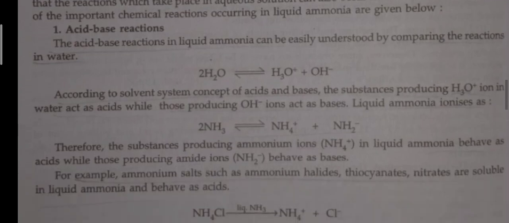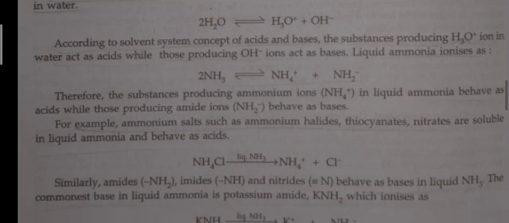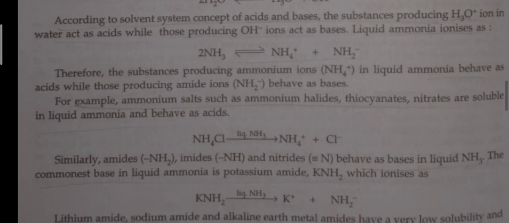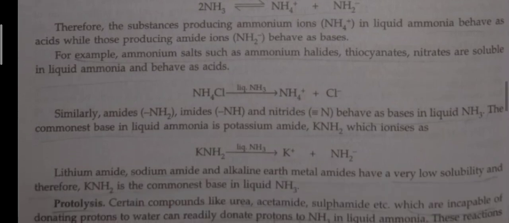First is the acid-base reaction. The acid-base reaction in liquid ammonia can be easily understood by comparing it with the reaction in water. According to the solvent system concept of acid and base, substances producing hydronium ions in water act as acids while those producing hydroxide ions act as bases. Liquid ammonia ionizes as NH4+ and NH2- ions. Therefore, substances producing ammonium ions in liquid ammonia behave as acids, while those producing amide ions behave as bases.